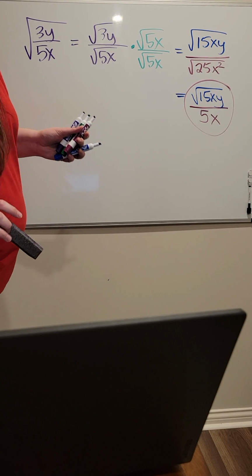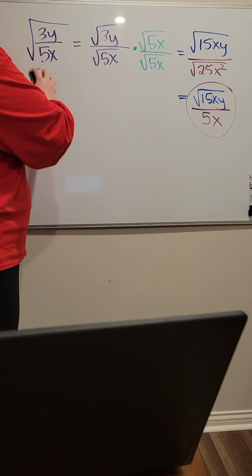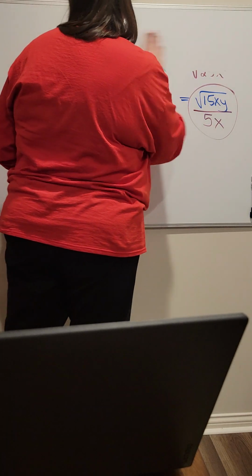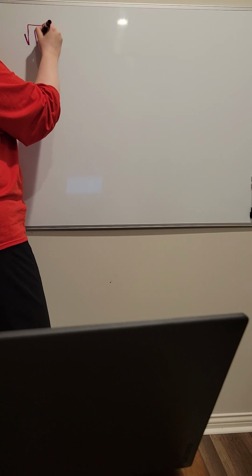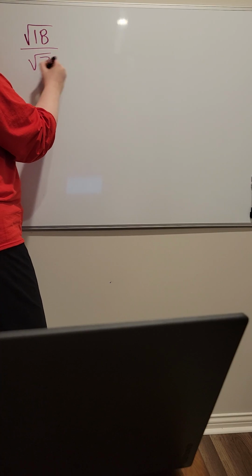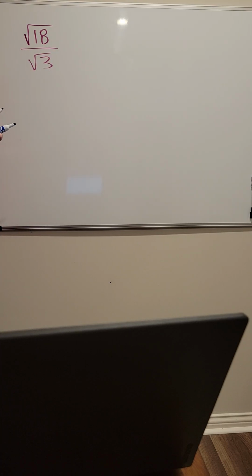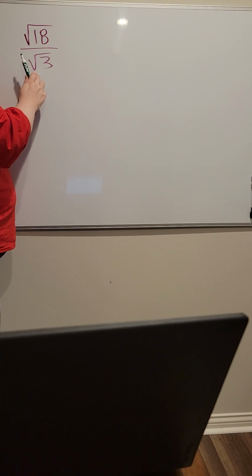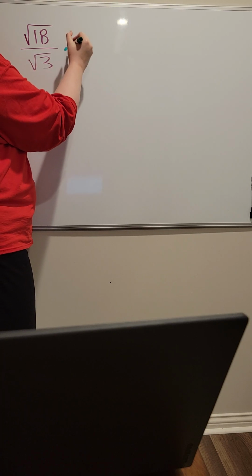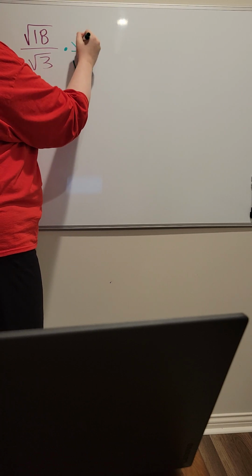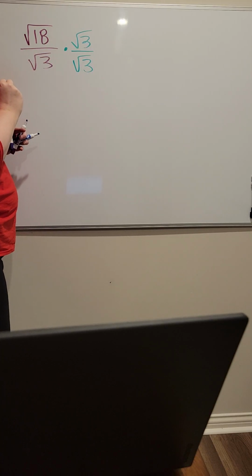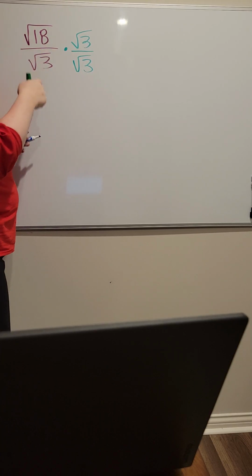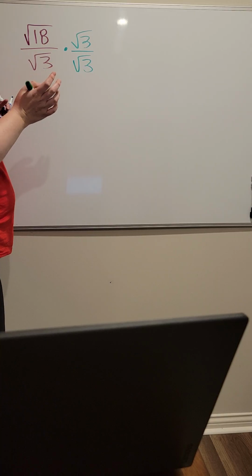Another one, kind of similar. It's the square root of 18 over the square root of 3. Just like last time, you can't have this radical down here. So we're going to multiply by square root of 3 over square root of 3. We're allowed to do that because anything divided by itself is 1. We're not changing the value.